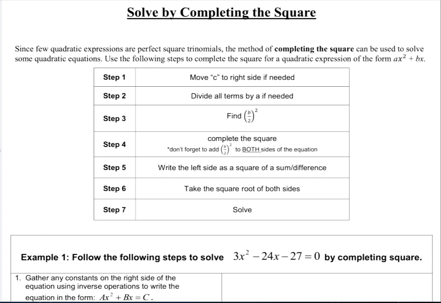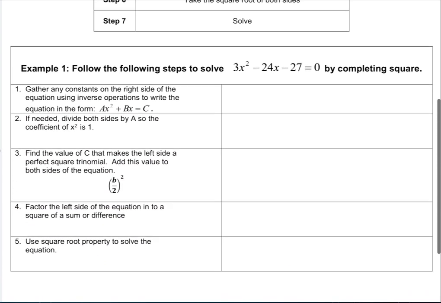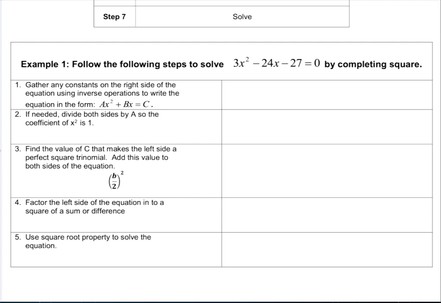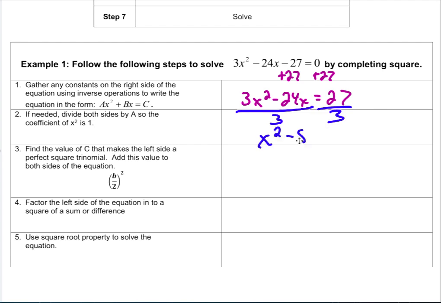So we're going to follow a couple of steps. They're kind of detailed out top, but I'm going to walk us through piece by piece. So we're going to get the constants over on the right-hand side. This is a little bit different. Here I'm going to add the 27 to both sides. So I get 3x squared minus 24x is equal to 27. We want to leave that constant piece open because we want to be able to choose what's going to go in there instead. Okay? If necessary, we're going to do some dividing to get an x squared term. So x squared minus 8x is equal to 9.